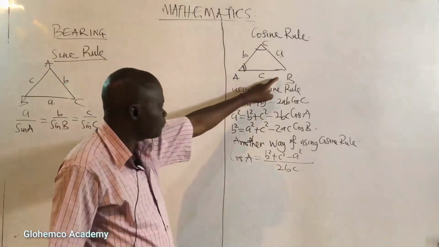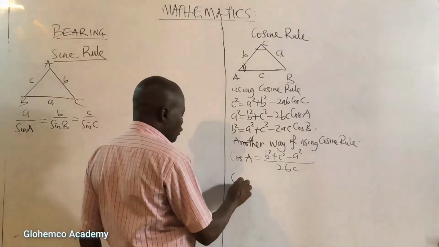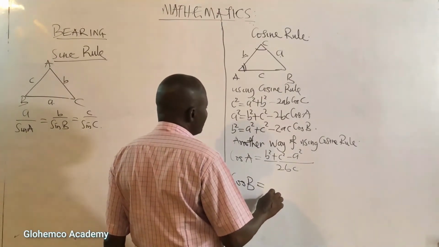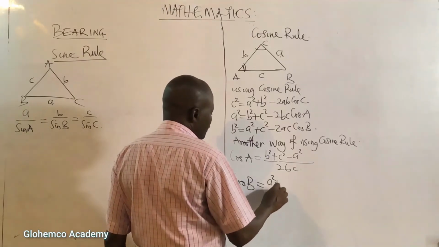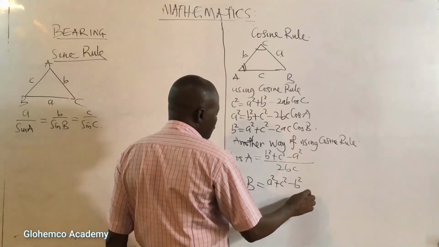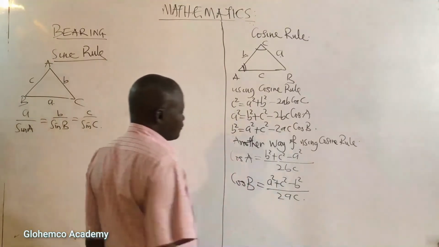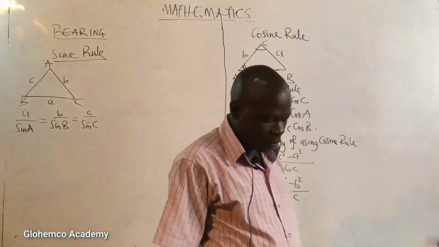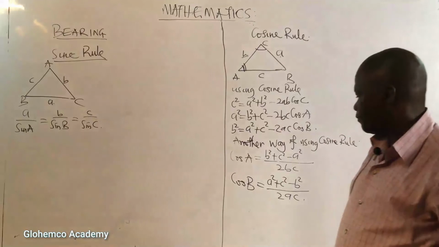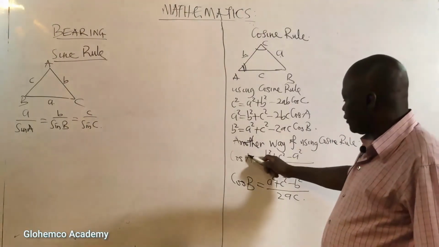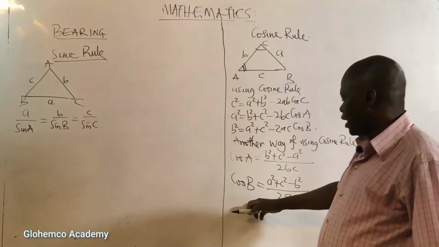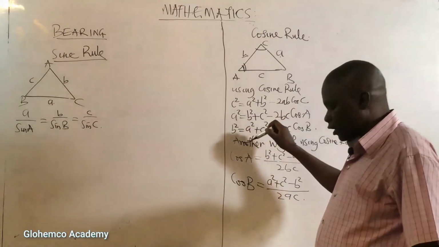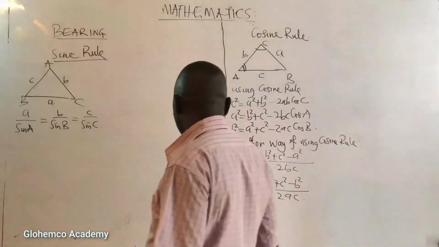But if you want to find angle B, then it means cos B will be equal to a squared plus c squared minus b squared all over 2ac. Now, we can still find cos C, which I will now give you as an assignment. Find cos C in terms of this particular formula that I've given to you. Find cos C on your own.